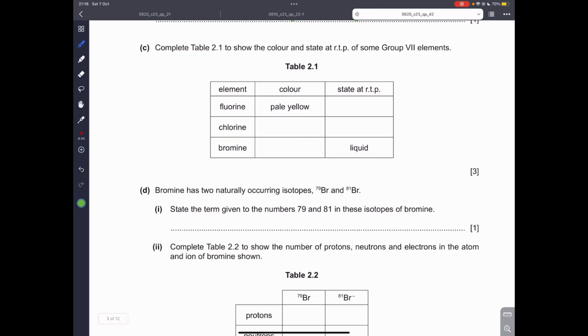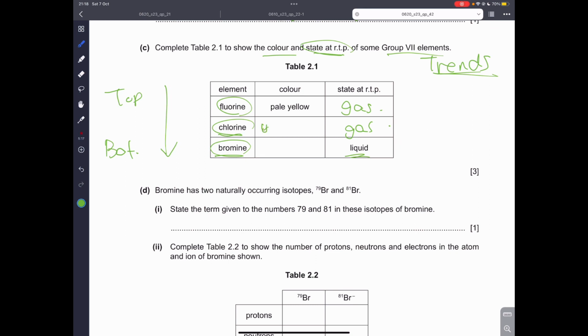Part C is completing the table. So we have to show the color and state at room temperature of the group 7 elements. This question is asking you about the trends of the group 7 elements and whether you really understand them or not. Remember, it goes from top to bottom. So fluorine is a gas at room temperature. You have to remember that. Chlorine is also a gas at room temperature. Bromine is a liquid at room temperature. Now chlorine's color at room temperature is a yellow-green color. It is very similar to fluorine, but chlorine has a slightly greenish color. Now bromine at room temperature is a red-brown liquid.